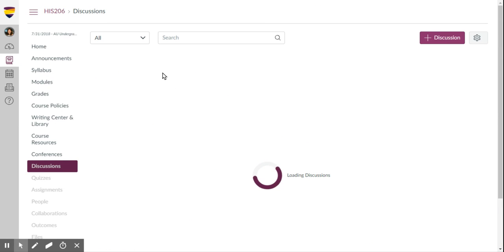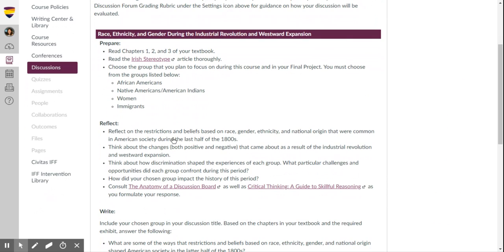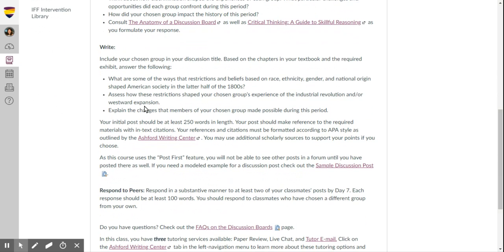On to discussion 1. You will notice that there are some required readings here. You have chapters 1, 2, and 3 of your textbook, as well as an article on Irish stereotype. As you're writing your discussion 1, you want to make sure that you include information from both the textbook and the article and cite those within your discussion post. And you'll find that the questions to answer are going to be here.